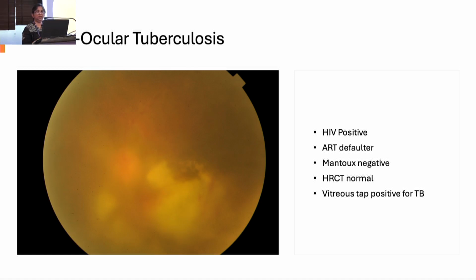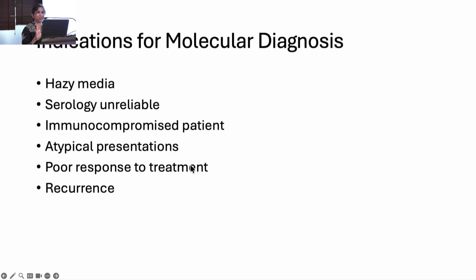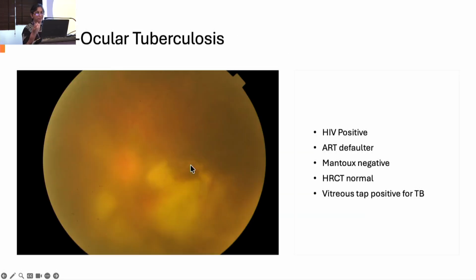So this is a HIV positive patient who is a defaulter, Mantoux negative, HRCT normal. The media is very hazy, and all you can see is these yellowish lesions. You don't even know whether it's retinitis or choroiditis. So in these cases, you have to go for an early tap. And this one, I thought it's a retinitis, but this one turned out to be positive for TB.